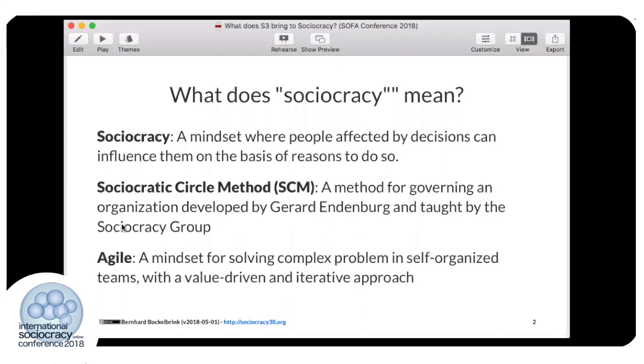So whenever I say sociocracy, I speak about the mindset. This is why I usually have a lowercase s, and I will refer to the circle method specifically by talking about SCM. And I will talk a bit about Agile, and Agile is also more or less a mindset for solving complex problems in self-organized teams with a value-driven and iterative approach.